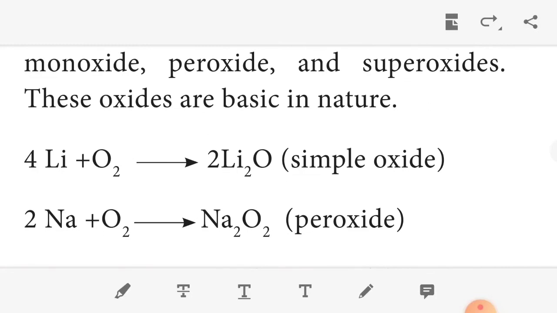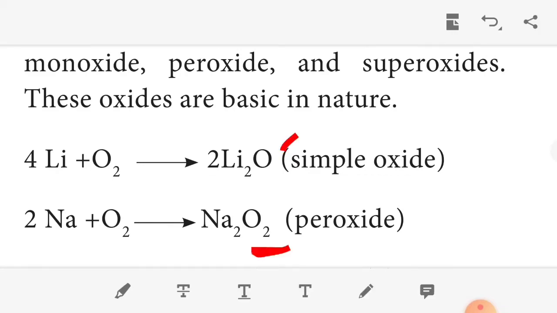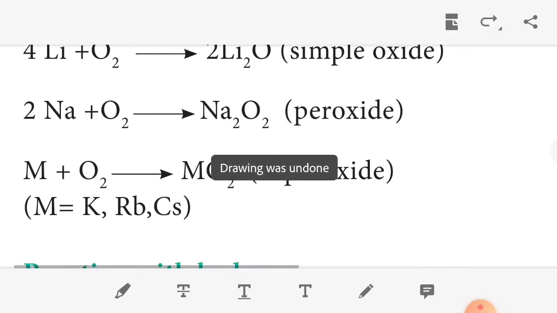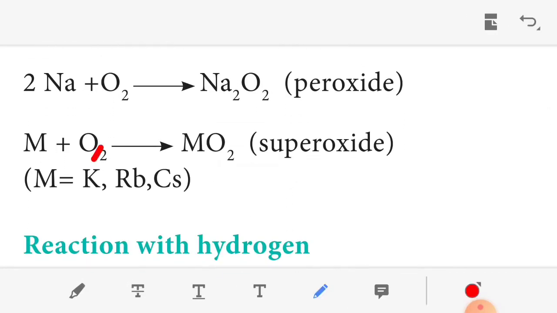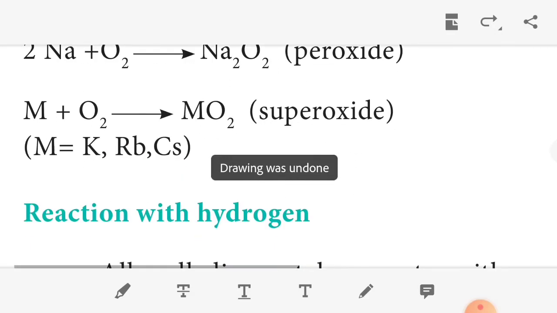Examples: lithium reacts with oxygen to form Li2O, a simple oxide, containing only one oxygen. Sodium reacts with oxygen to form Na2O2, containing two oxygens, called a peroxide. The third, M plus O2, where M is potassium, rubidium or cesium, forms MO2, called a superoxide. So lithium gives simple oxide, sodium peroxide, and other metals give superoxide.